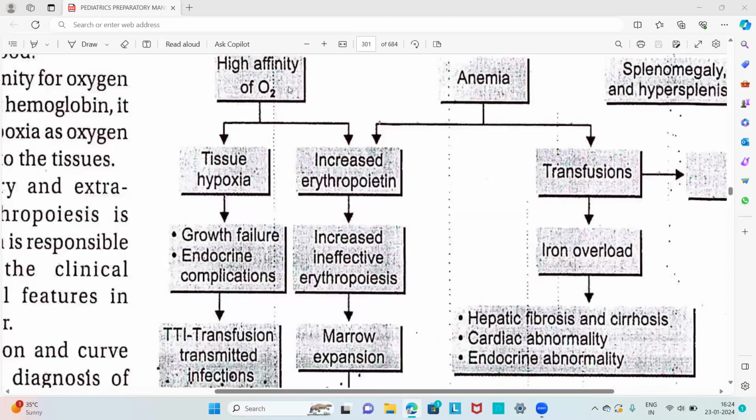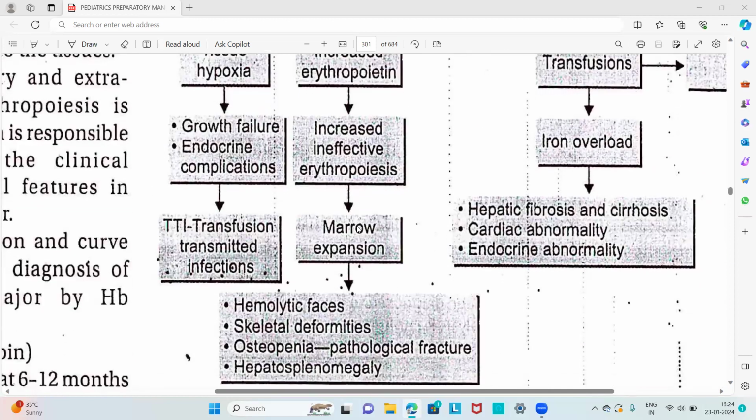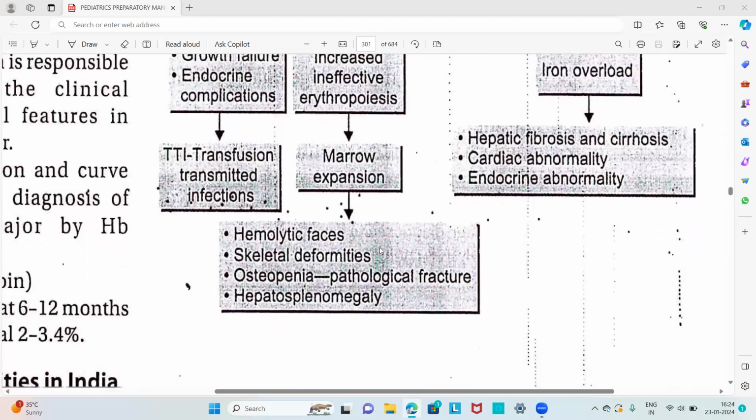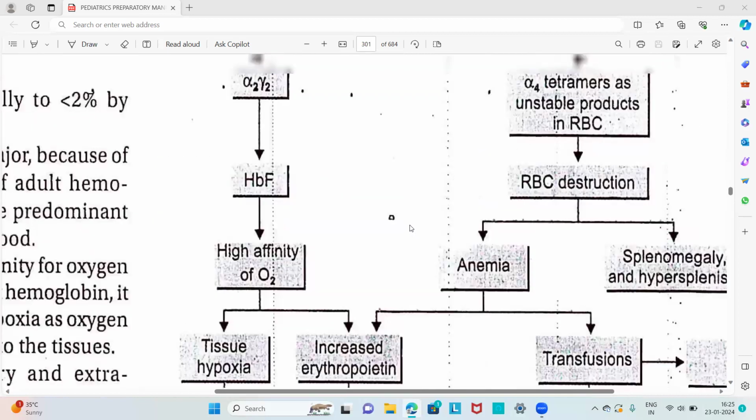Because of this high affinity for oxygen and tissue hypoxia, there will be increased erythropoietin. Then there will be increased ineffective erythropoiesis, and that causes marrow expansion. Because of this marrow expansion, we will have certain features suggestive of thalassemia, like hemolytic facies, skeletal deformities, osteopenia with pathological fractures, and hepatosplenomegaly. So that is all regarding the pathophysiology.